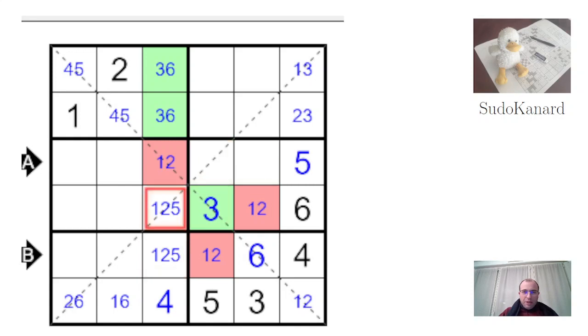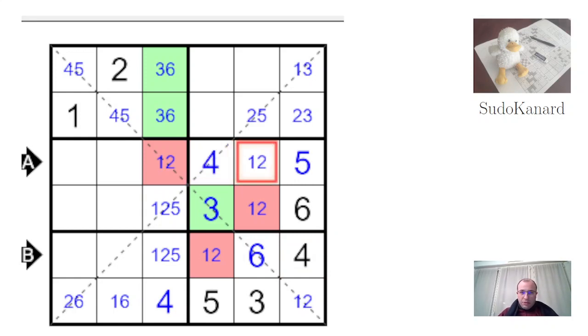There's a 4 somewhere here, a 4 somewhere here. Yes, there's a 4 somewhere here, and that's interesting because this cell sees both cells here. This one by diagonal logic, this one by column logic. So this here is not a 4. So it's not a 4, it's none of those, so it has to be a 2 or a 5. Now on the diagonal, 4 is not here because of this, so on the diagonal, 4 is here.